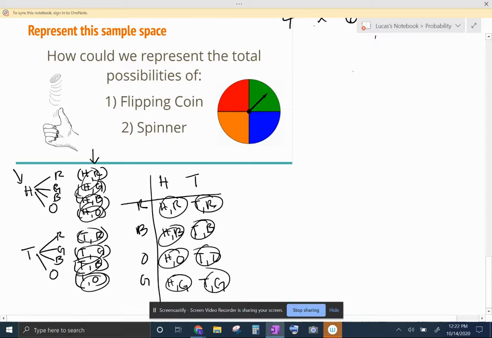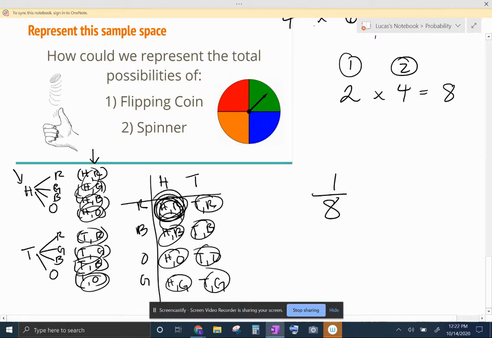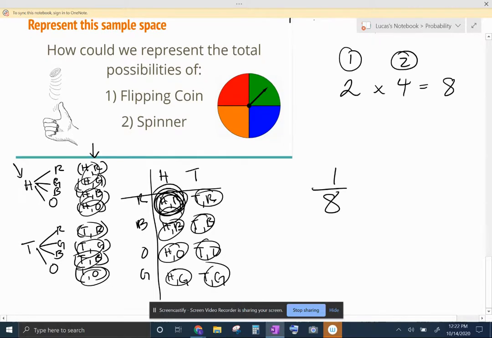And so in the first event, I have 2 in the sample space. In the second event, I have 4 in the sample space. So it only makes sense that my total possible outcomes would be 8. And if I wanted to know the possibility of flipping a heads first and then a red, well, that would be a 1 out of 8 chance because it's right here and nowhere else.